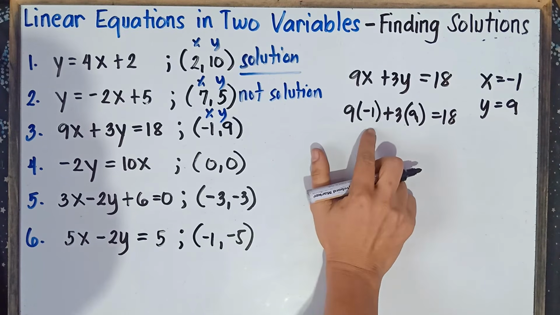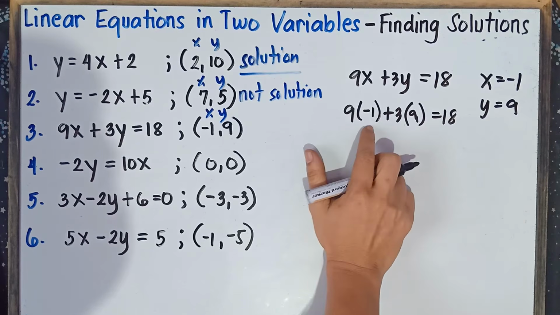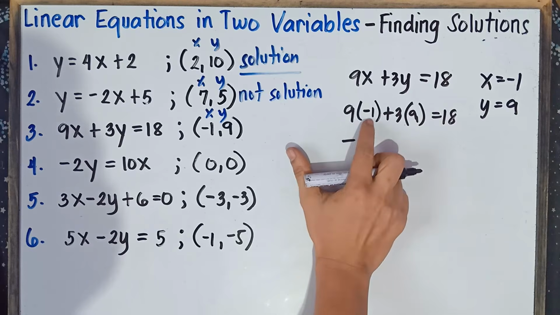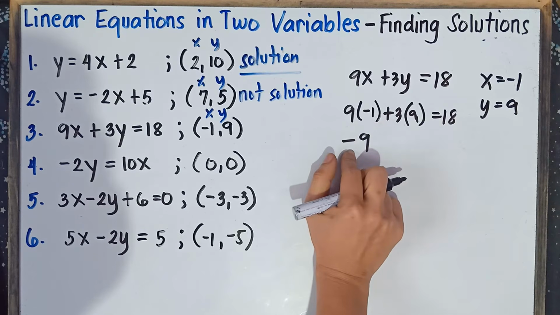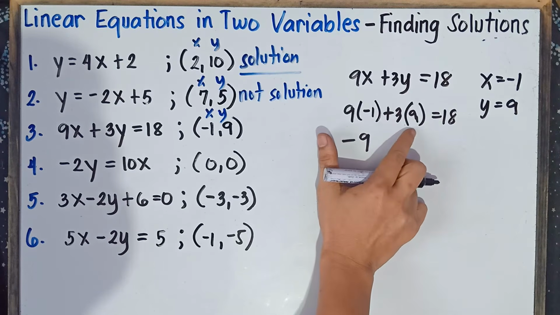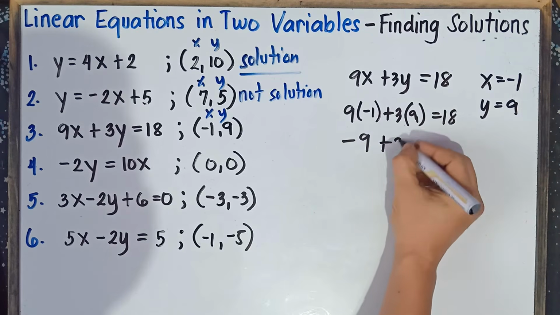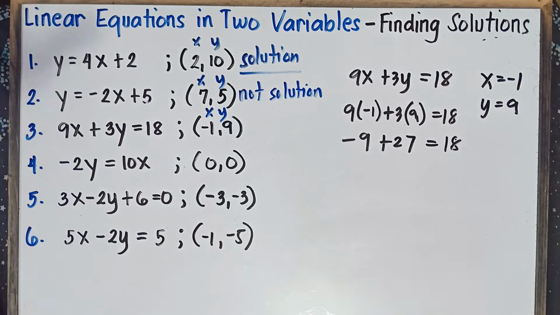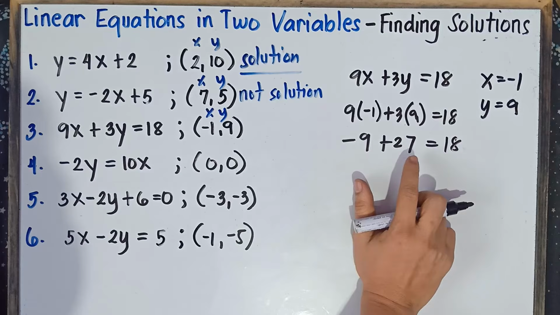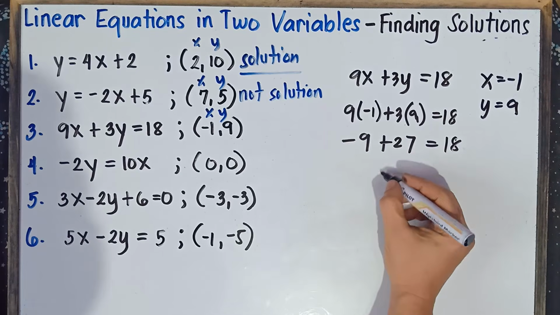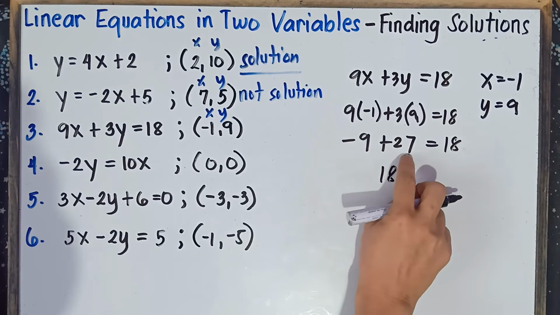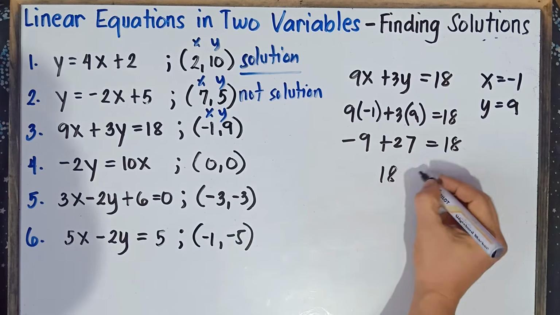So, 9 times negative 1, so positive times negative, that would be negative. 9 times 1 is 9. So, positive 9 times negative 1, that would be negative 9. And then 3 times positive 9, so 3 times 9, that would be positive 27, equals 18. Alright, so negative 9 plus 27, unlike signs, subtract 27 minus 9, that would be 18. Now, since 27 is greater than 9, we copy the sign of 27. That would be positive 18 equals 18.